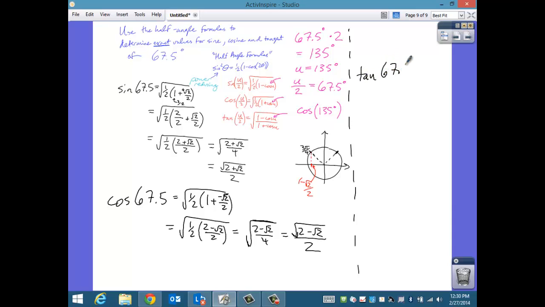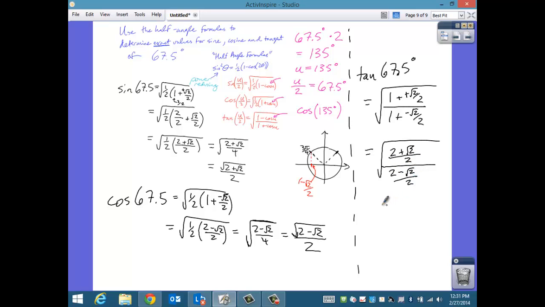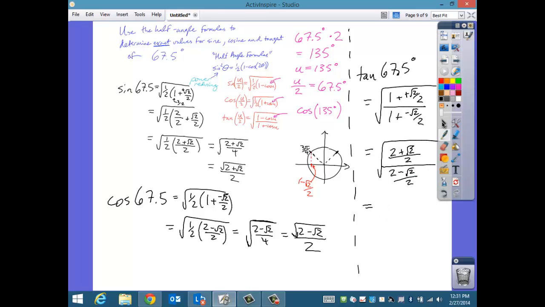Tangent 67.5 degrees equals square root of, all right, 1 minus and 1 plus, right? Yeah, here we are. 1 minus negative root 2 over 2, 1 plus negative root 2 over 2. So because the 1's are going to be 2 over 2, and because this is plus a positive, let's see, I'm going to have 2 plus root 2 over 2 all over 2 minus root 2 over 2. Oh boy, this is getting crazy. All right, I'm going to need more space than this after all.